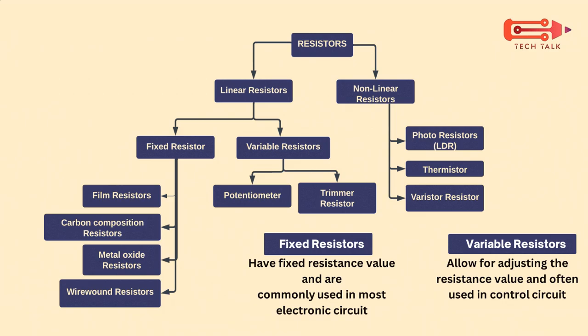First, based on how their resistance changes, you've got linear resistors, whose resistance stays constant, and nonlinear resistors, whose resistance changes with voltage or temperature. Next, we have fixed resistors, with a set resistance value, and variable resistors, which let you adjust the resistance. Think of volume knobs or dimmer switches.